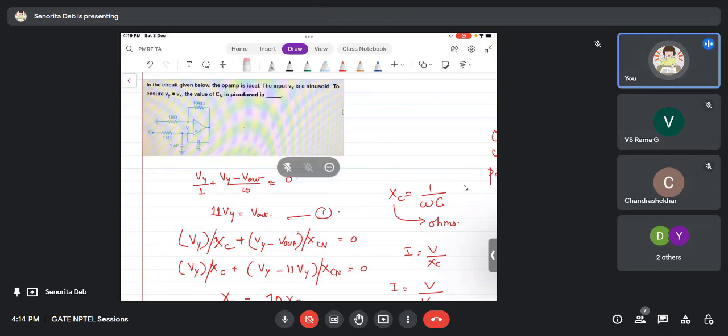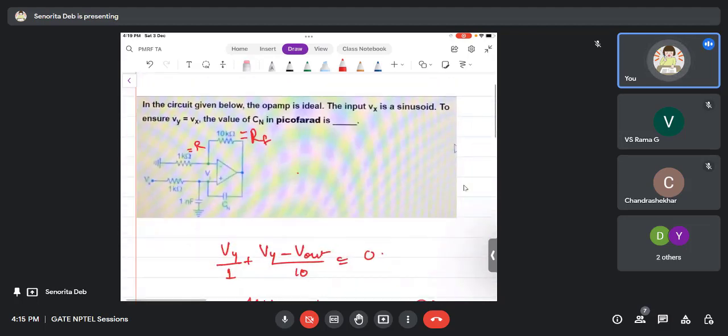Suppose the gain of this circuit is asked. Then what will be the gain of this circuit? So the gain of the circuit is nothing but 1 plus RF by R1. RF by R, right? So this is R, RF, and this is R. Why is it 1 plus RF by R?